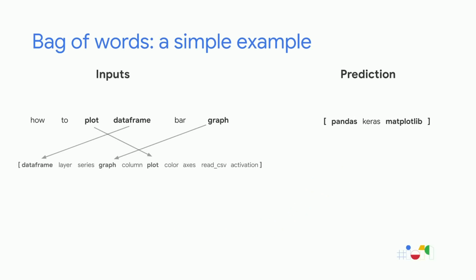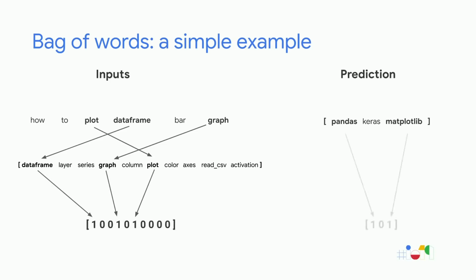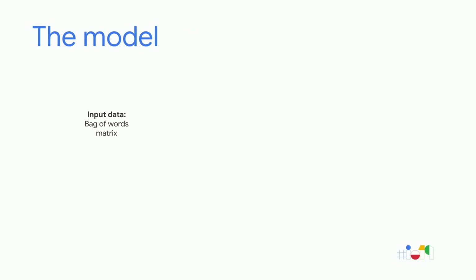So to summarize, our question becomes a vocabulary-sized array of 1s and 0s. It's called multi-hot encoding. And our prediction, since for this particular model, our model is going to be able to identify a question that has multiple tags, not just one. So this will also be a multi-hot array. So now we know how to encode our text data for our model.